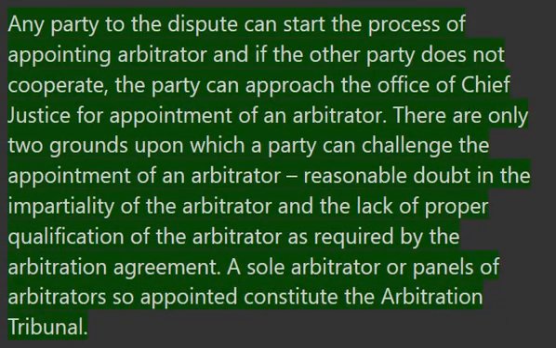Any party to the dispute can start the process of appointing an arbitrator, and if the other party does not cooperate, the party can approach the office of Chief Justice for appointment of an arbitrator. There are only two grounds upon which a party can challenge the appointment of an arbitrator: reasonable doubt in the impartiality of the arbitrator and the lack of proper qualification of the arbitrator as required by the arbitration agreement. A sole arbitrator or panels of arbitrators so appointed constitute the arbitration tribunal.